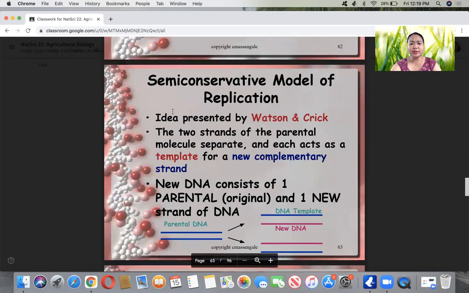So there is what we call the semi-conservative model of replication, which is the idea presented by Watson and Crick. The two strands of the parental molecule separate and each acts as a template for a new complementary strand. So the new DNA now consists of a parental, or original, strand and a new strand of DNA.